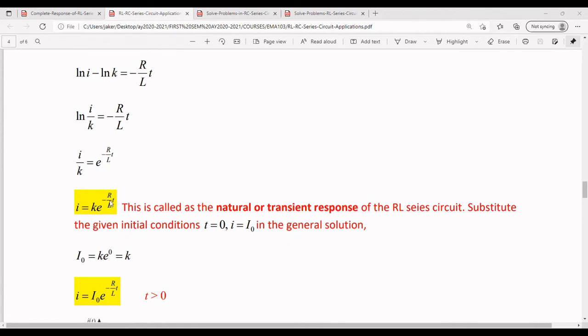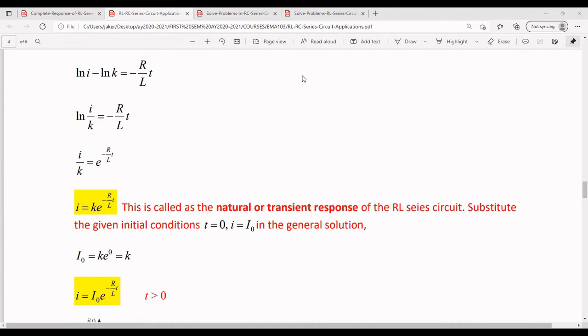Given the time, given the R and the L, the resistance and the inductance, and having determined the K initially, then you'll be able to determine the current I that is passing through your circuit elements. This formula is called the natural or transient response of the RL circuit. So if the problem will be asking you what is the natural or transient response of an RL circuit having this resistance, having this inductance, after this particular time, then this is the formula to use.